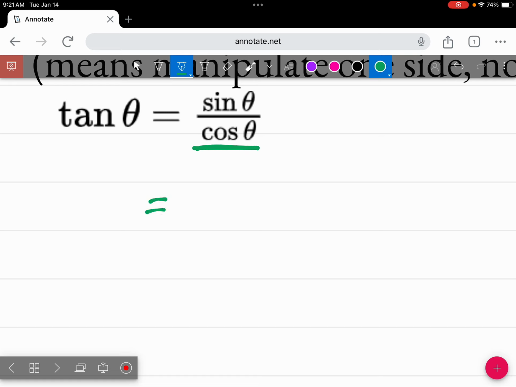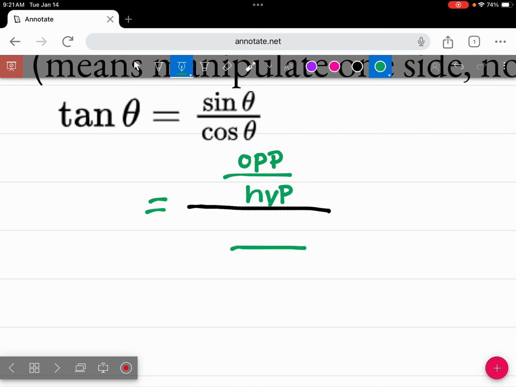So I'm going to take my sine theta over cosine theta, and I'm going to rewrite sine. Sine is made up of which two pieces of our triangle again? Yeah. Our sine is our opposite over hypotenuse, right? Opposite over hypotenuse. And cosine is which piece? Adjacent over hypotenuse. Okay, so I didn't change what these things were. I just changed how they were written, right?